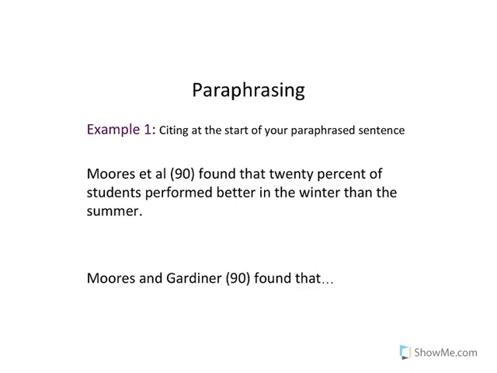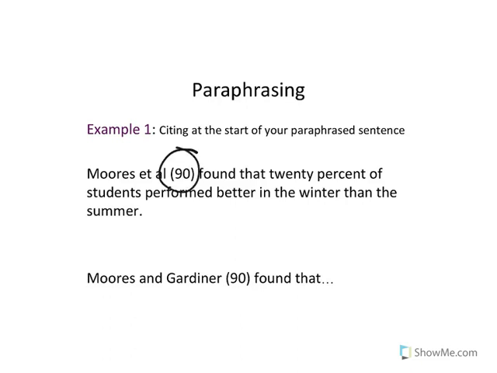And you can use this first example, so you can cite the author at the start of your paraphrase sentence. So for example, Moores et al. (90) found that 20% of students performed better in the winter than in the summer. So you've got Moores et al. here, and you've got the page number just here.